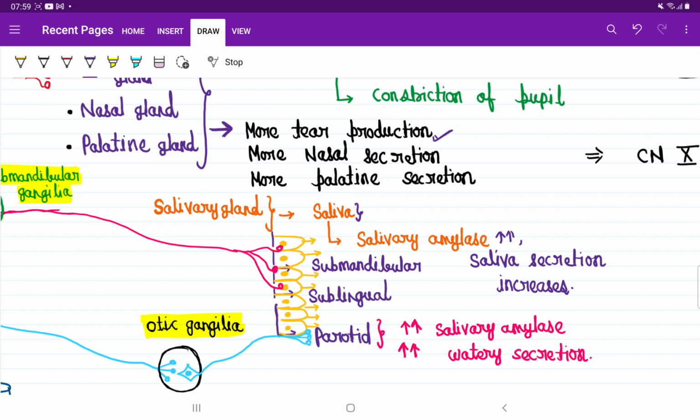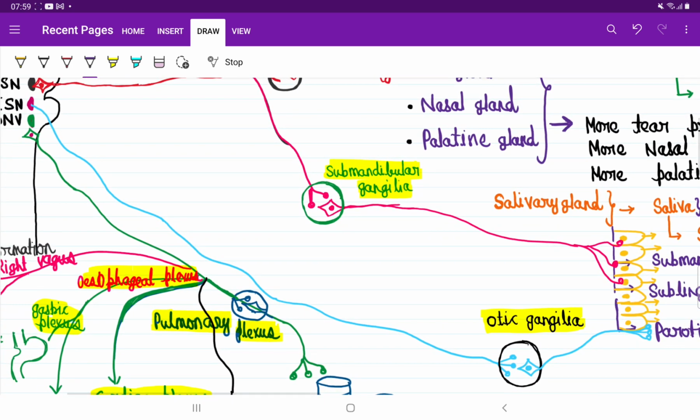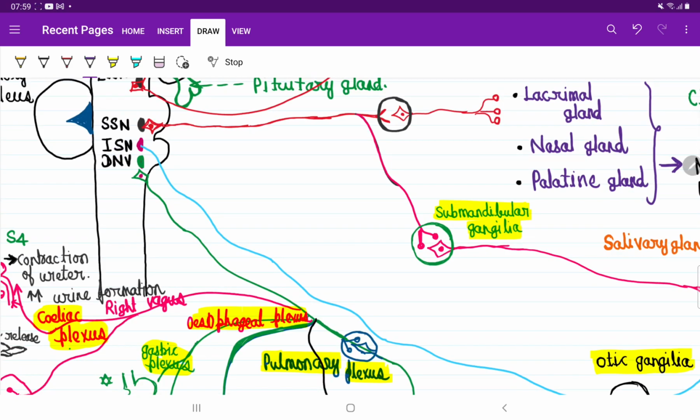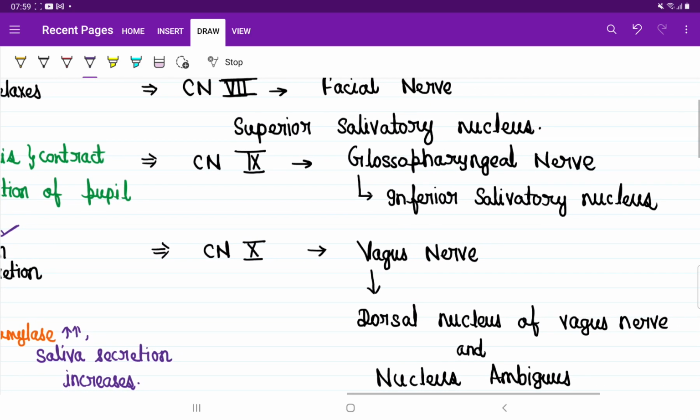So if we have to digest the food, for that we need saliva, and saliva is secreted by parasympathetic neural supply. Fine, saliva will secrete, and enzymes will also secrete. And then we have the inferior salivatory nucleus, from which a cranial nerve will start.